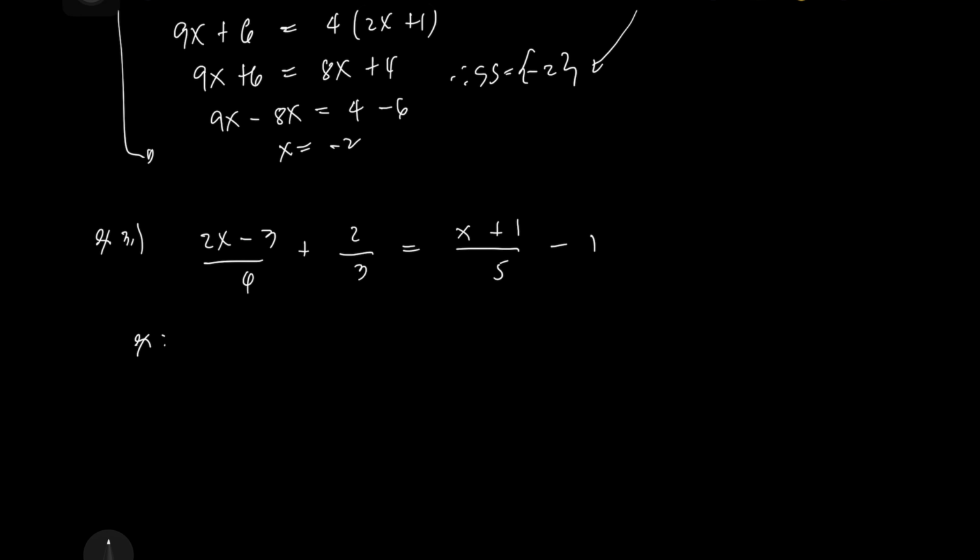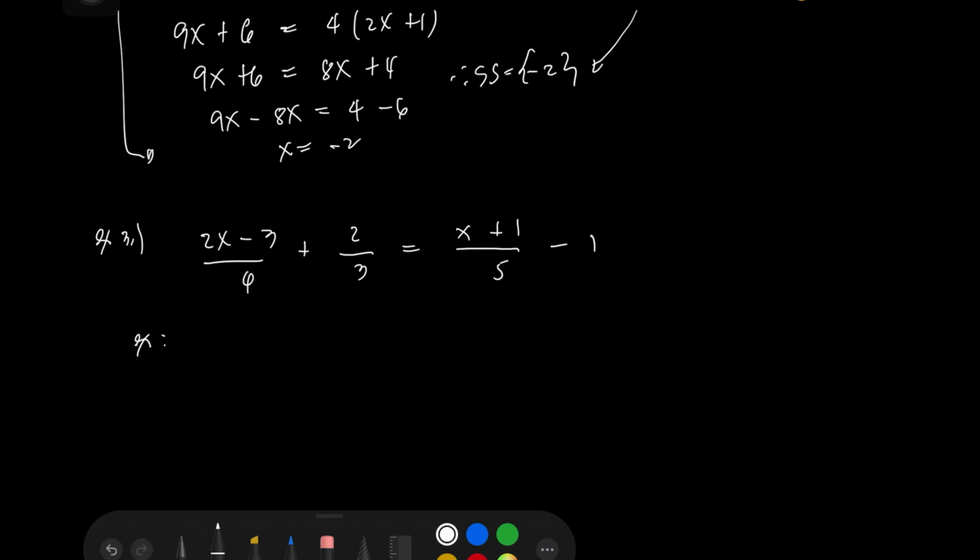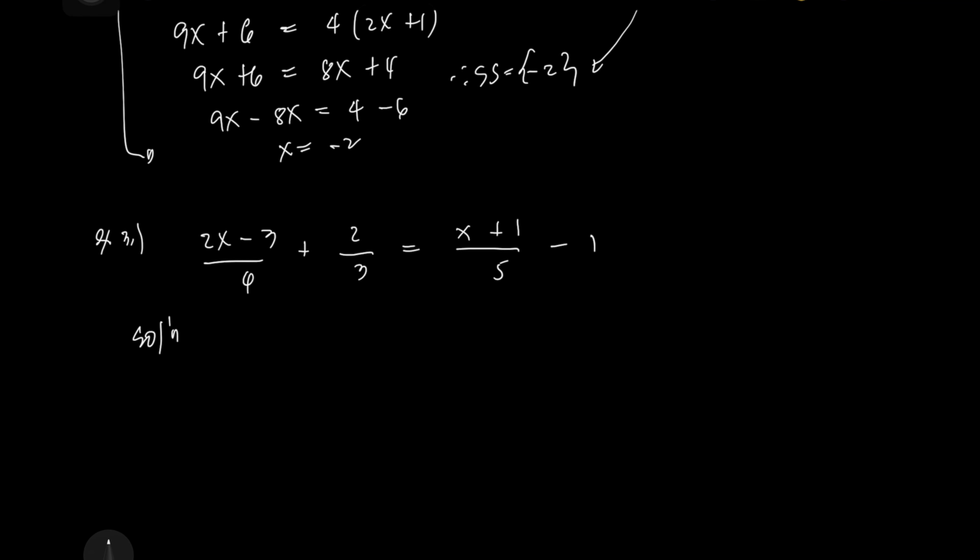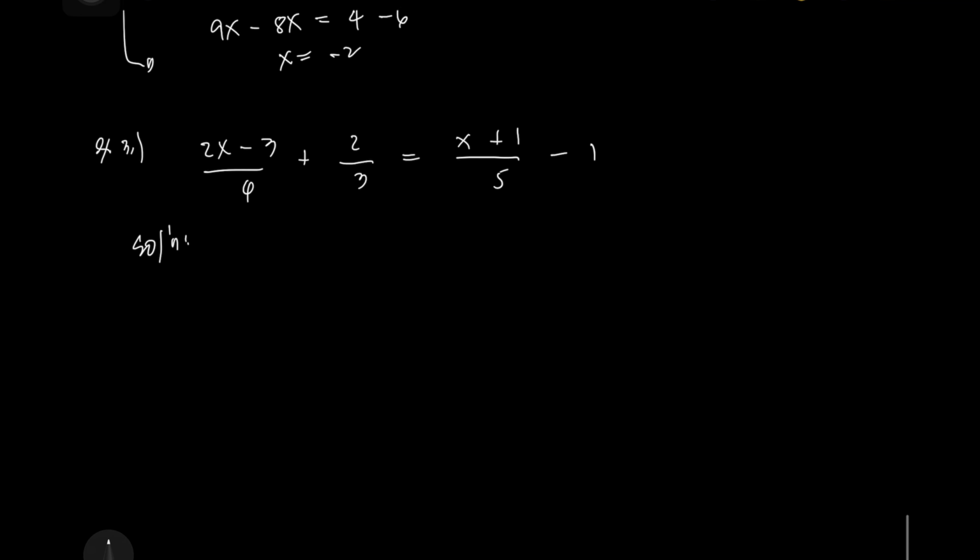Okay, example. In this one, we have three fractions, meaning we have three denominators, 4, 3, and 5. So you have to find the LCD of 4, 3, and 5. However, again, if you don't want to find the LCD, then you can just multiply one by one. You can eliminate the denominator one by one. (2x - 3)/4 + 2/3 = (x + 1)/5 - 1.